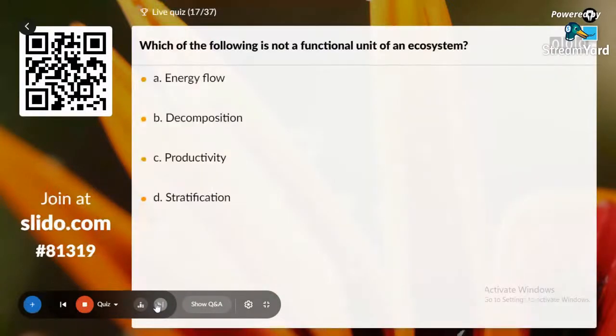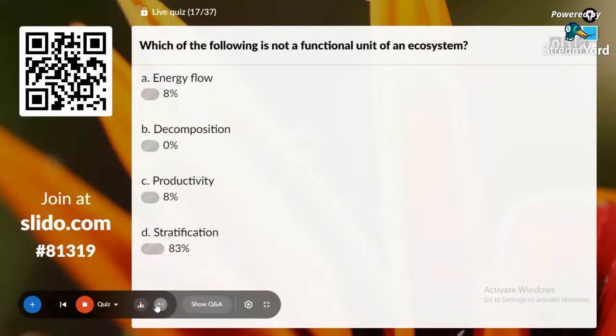17th question. Again, an easy question from the chapter ecosystem. Which one of the following is not a functional unit of an ecosystem? Option A, energy flow. Option B, decomposition. Option C, productivity. And option D, stratification. Energy flow, decomposition, productivity, stratification. Not a functional unit of ecosystem.